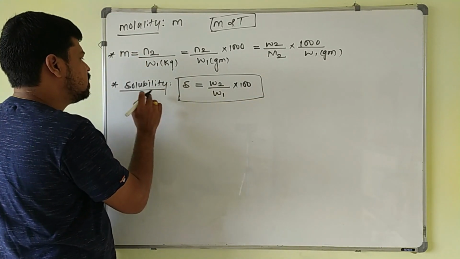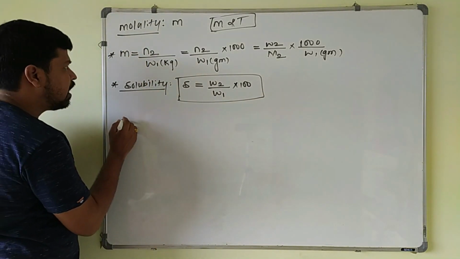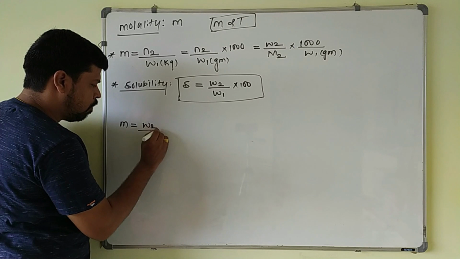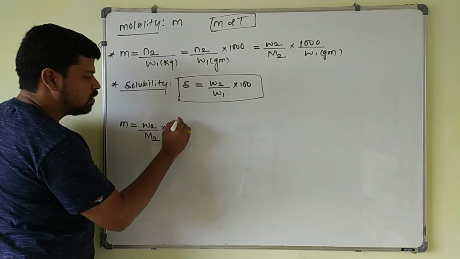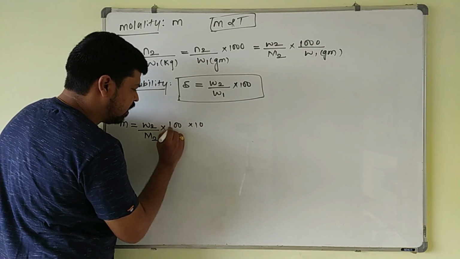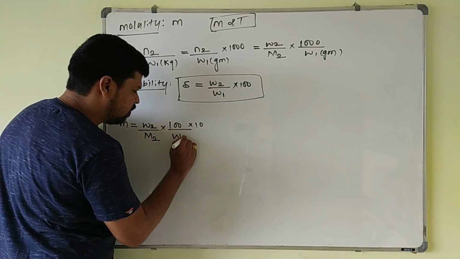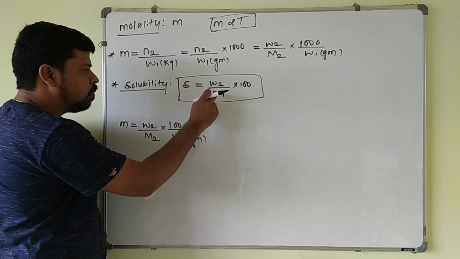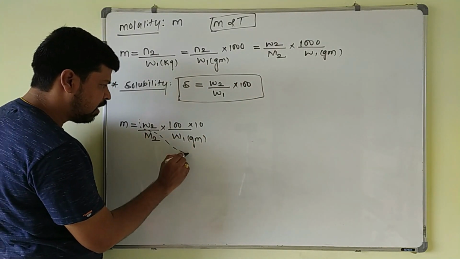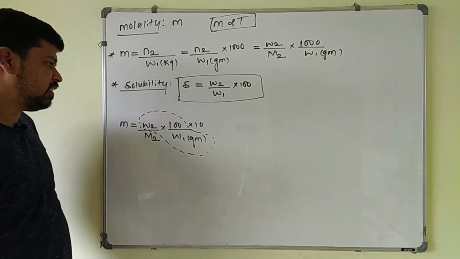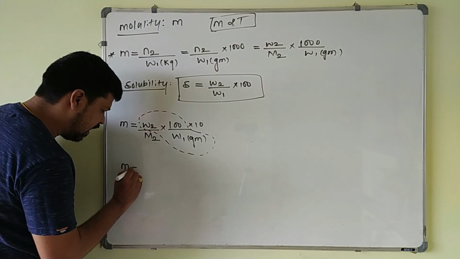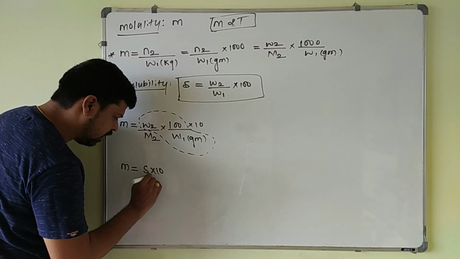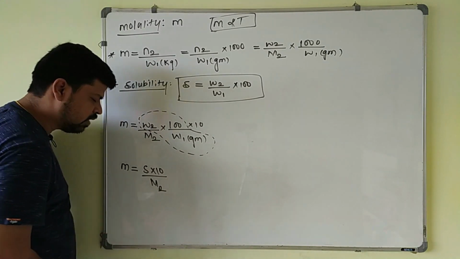Now, what is the relation between solubility and molality? Once again I will write the molality formula. Molality is equal to W2 by M2 into 1000, and 1000 can be written as 100 into 10, divided by the mass of the solvent W1 in grams. Now, solubility is W2 by W1 into 100, so this term is replaced by the solubility S. So the relation between molality and solubility is: molality equals S into 10 divided by the molar mass of solute, M2.